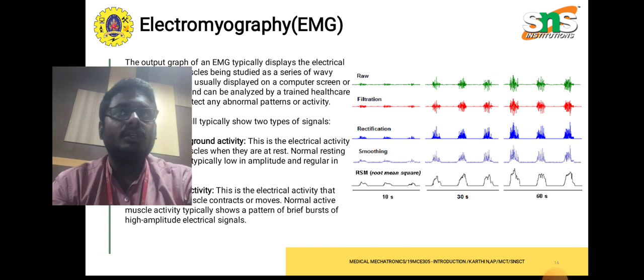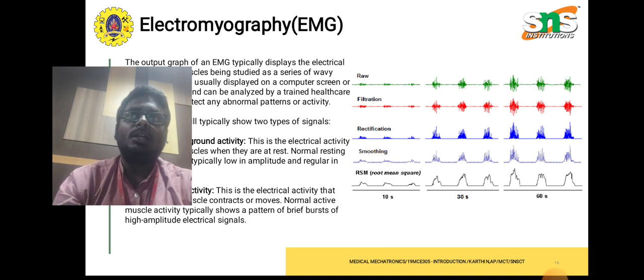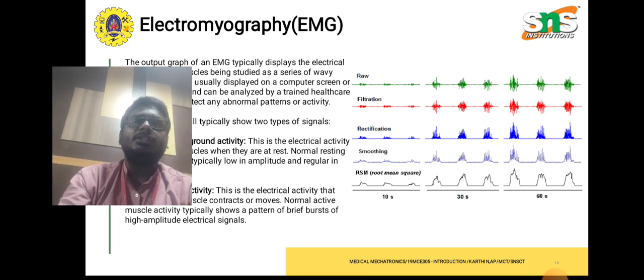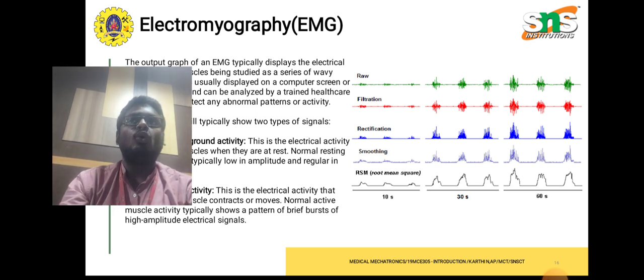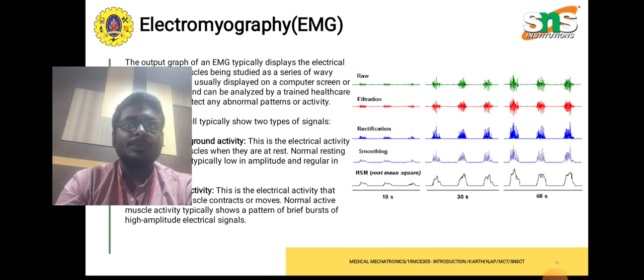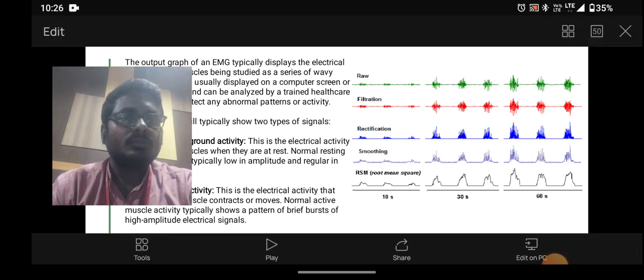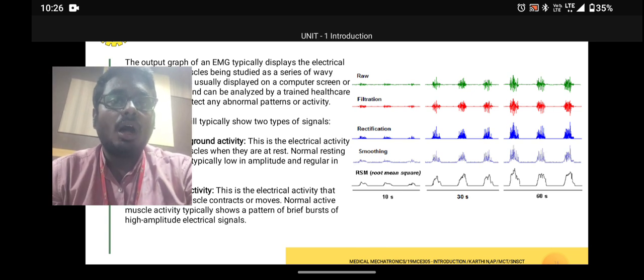The EMG graph will typically show two types of signals: resting or background activity, and active muscle activity. Resting activity is the electrical activity that occurs in muscles when they are at rest. Normal resting muscle activity is typically low in amplitude and regular in frequency. Active muscle activity is the electrical activity that occurs when a muscle contracts or moves. Normal active muscle activity typically shows a pattern of brief bursts of high amplitude electrical signals, through which we are able to identify whether the muscles are in good condition or in a disorder.